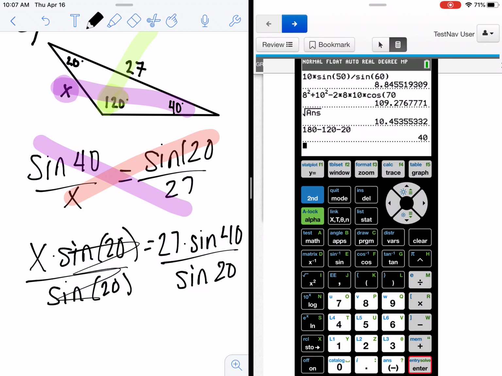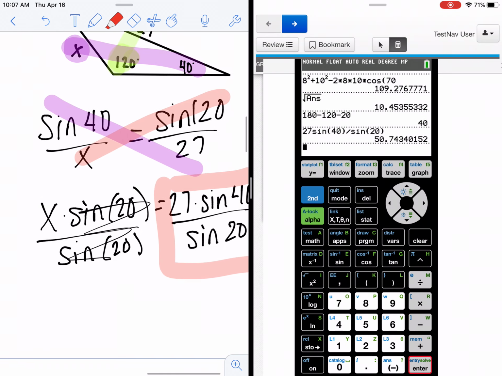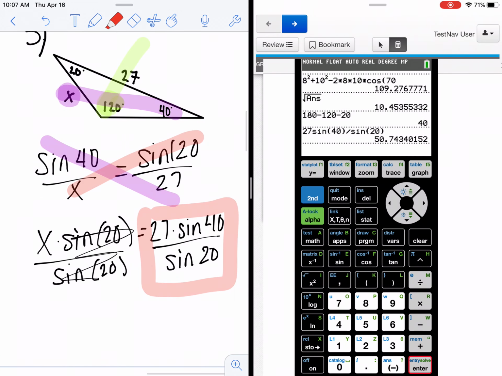Okay, and then this expression is what gets typed into my calculator just like this. 27 times the sine of 40, close that parentheses, and then just divide by the sine of 20. And that's going to give me my answer for x. Oops, but that's not the sine of 20, is it? My mistake. That's 120. So as I was doing that, that should be 120. So I'm going to go back up here.